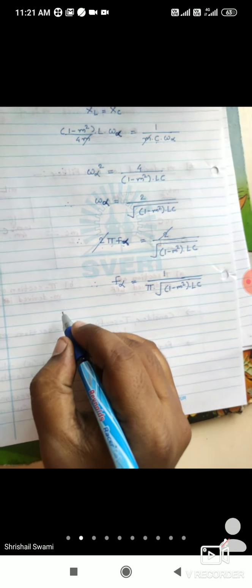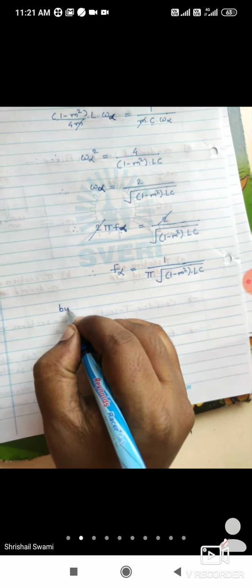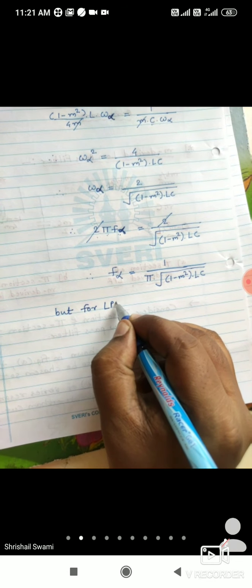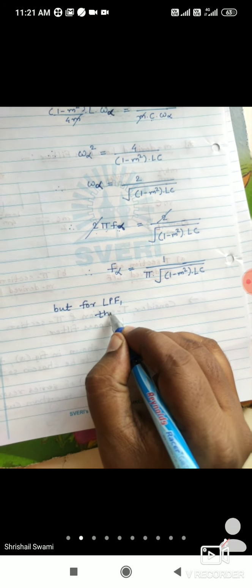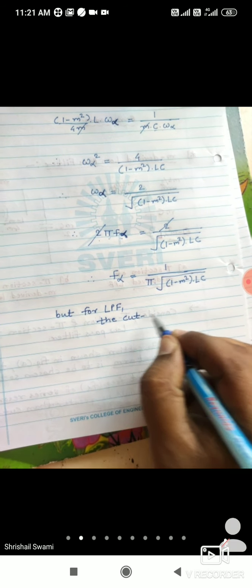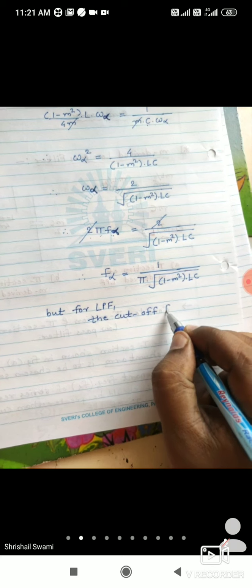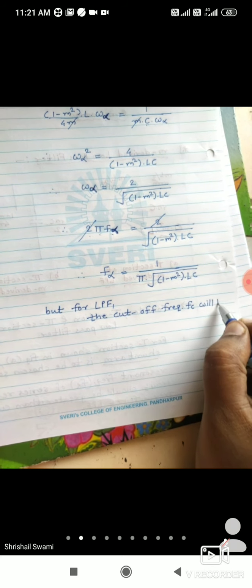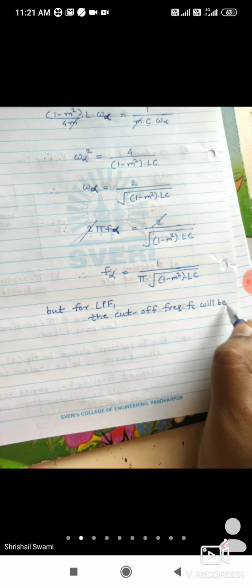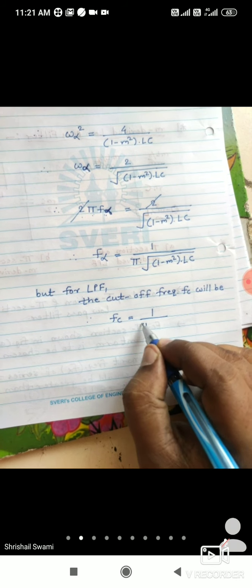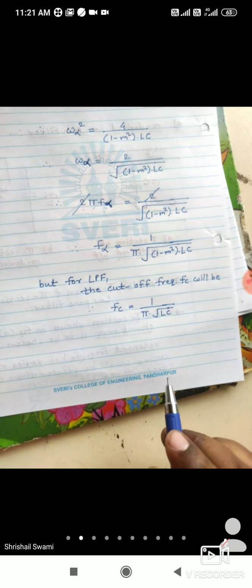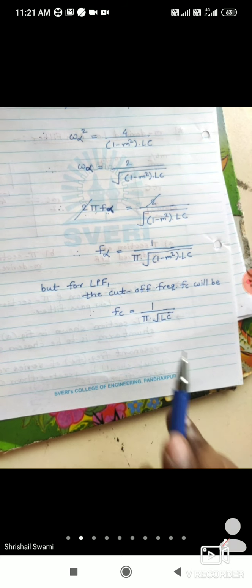So I will give here, but for a general low pass filter, the cutoff frequency FC will be FC is equal to 1 upon pi into under root LC. In constant K type, we have taken only the expression of L and C.